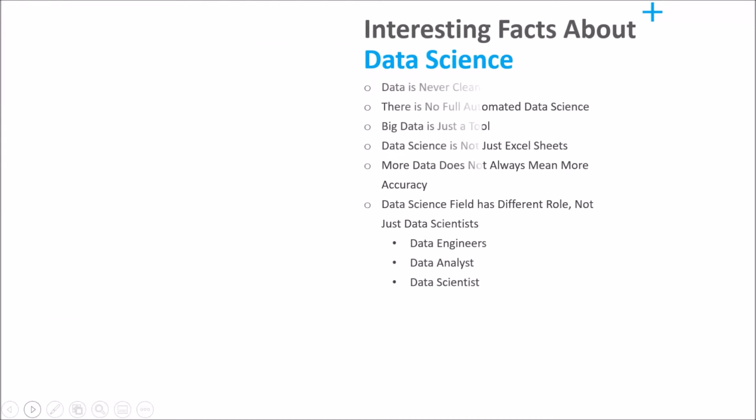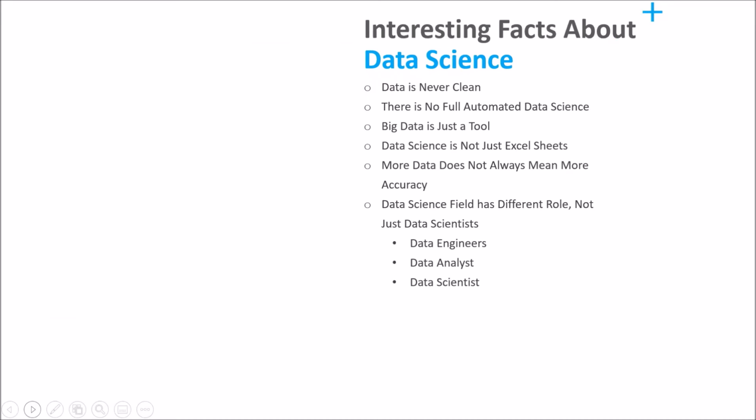Some important facts about data. Data is never clean. Data is always very clumsy and very disorganized. There is no fully automated data science. Big data is just a tool. Data science is not just about the Excel spreadsheet; you must know about Excel spreadsheets, but data science is not just that.